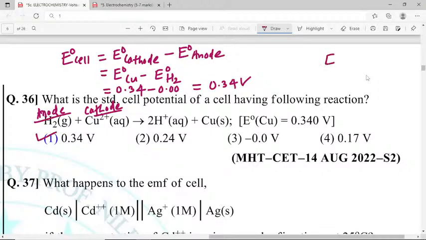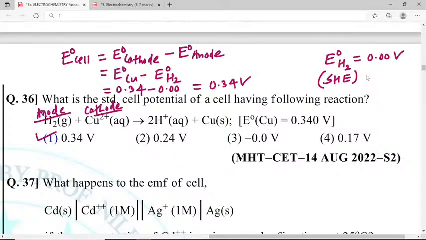E naught hydrogen is equal to 0.00 because it is SHE, the standard hydrogen electrode. Get it? What is the standard cell potential of a cell having the following reaction? Hydrogen and copper, twice H plus and copper.